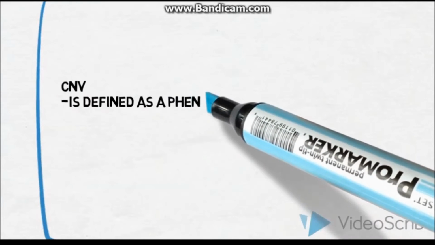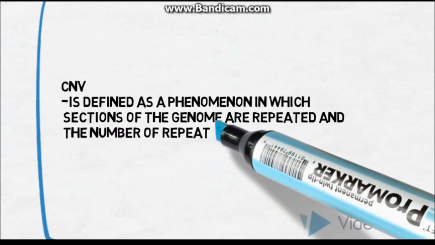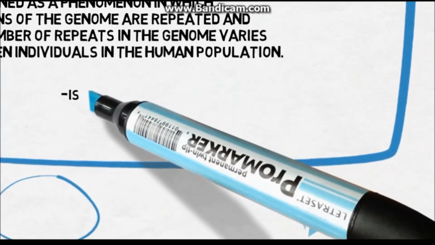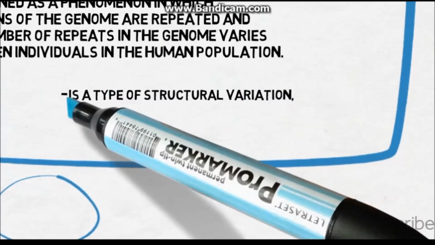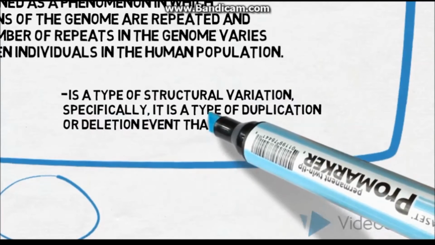CNV is defined as a situation in which sections of the genome are repeated and the number of repeats in the genome varies between individuals in the human population. It is a type of structural variation, specifically a type of duplication or deletion event.